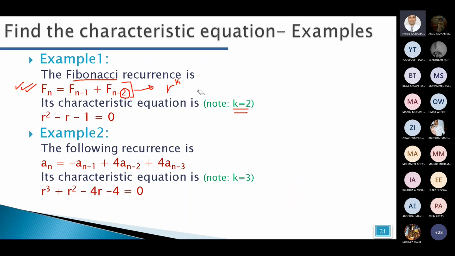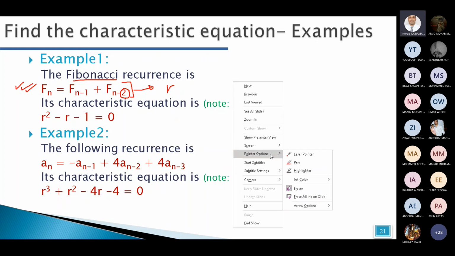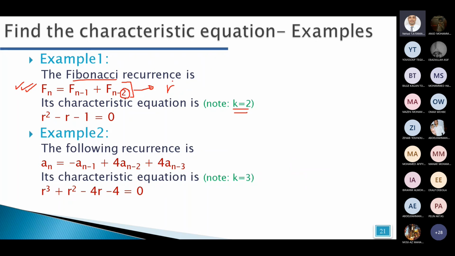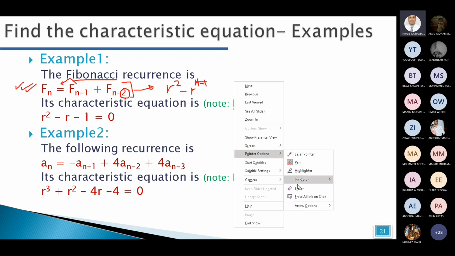So r^k means, because k is 2, r^2. Minus, this one becomes minus r^(k-1). Instead of n, we will write k. k minus 1, what is it? k is 2, so it becomes 1. So r^1.